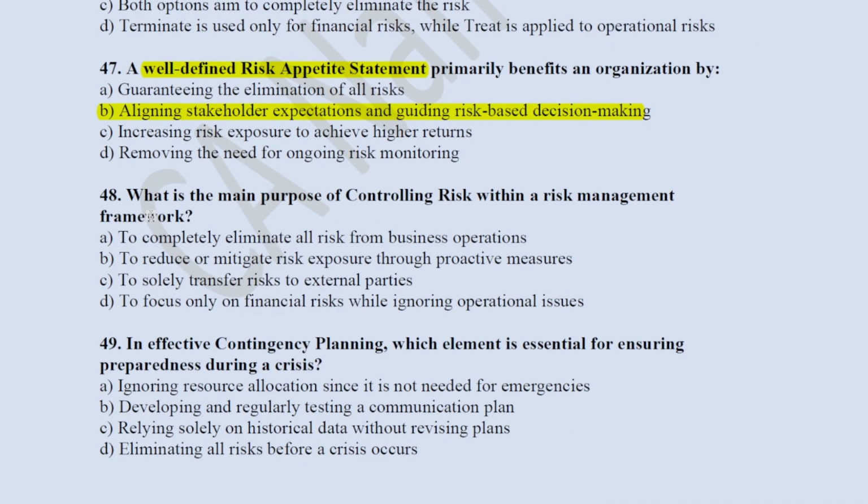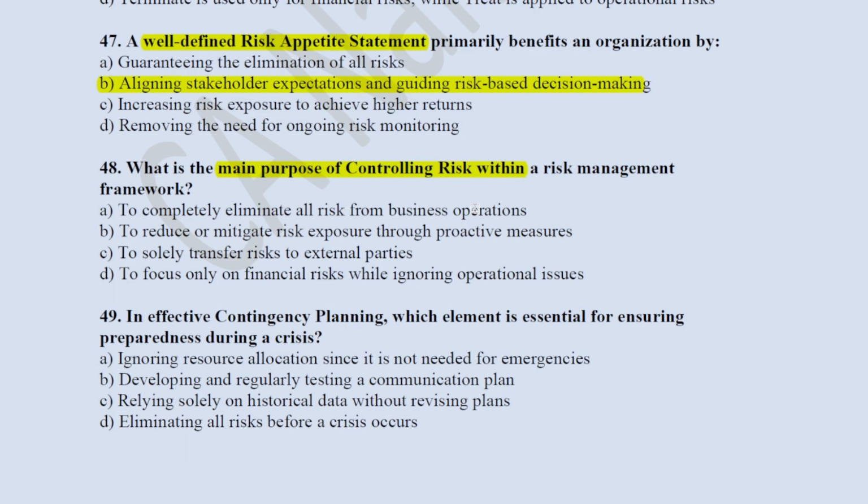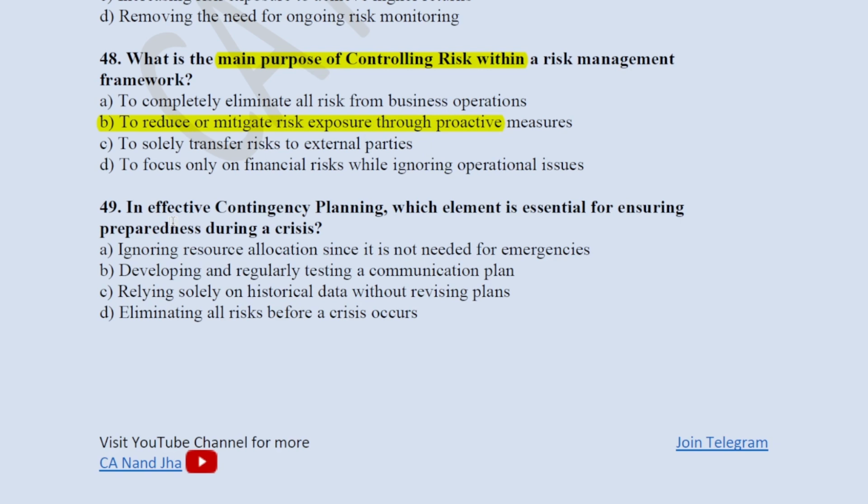What is the main purpose of controlling risk within a risk management framework? To completely eliminate all risk. To reduce or mitigate risk exposure through proactive measures. Yes. To solely transfer risk. No. To focus only on financial risk. No. So the answer will be B.